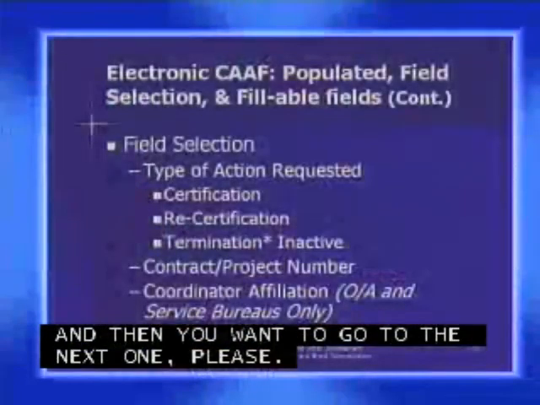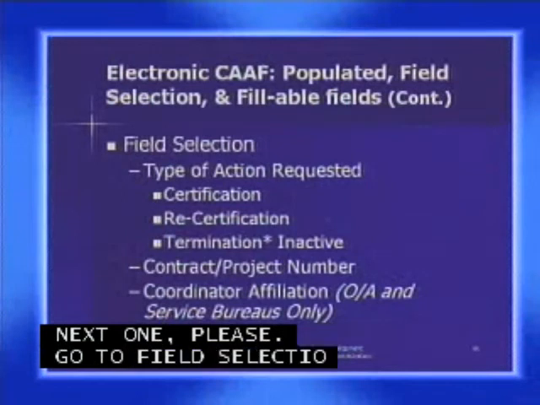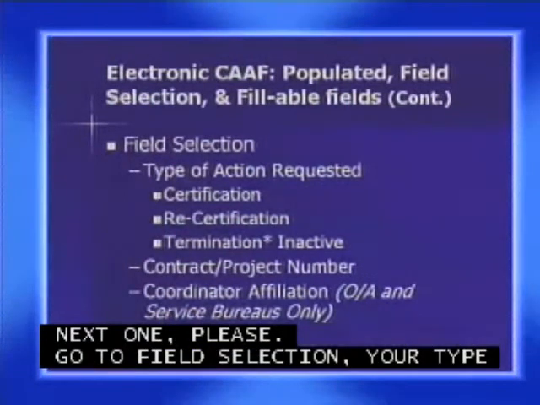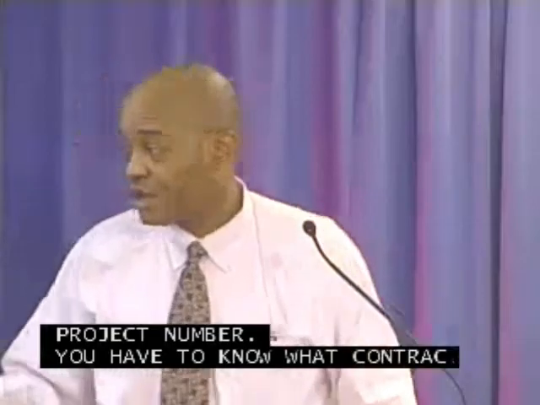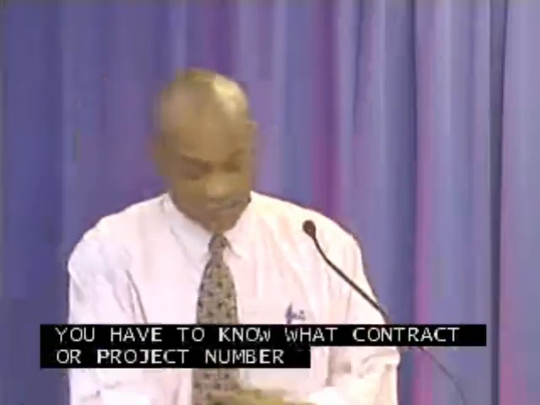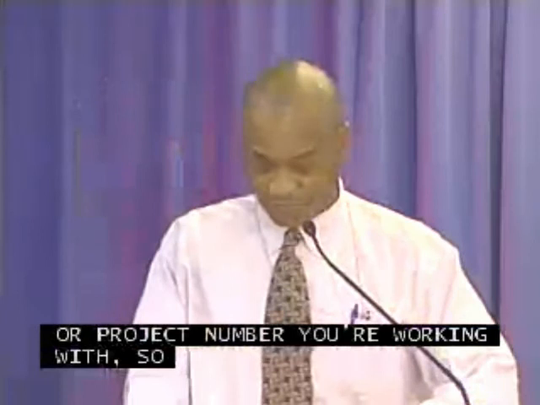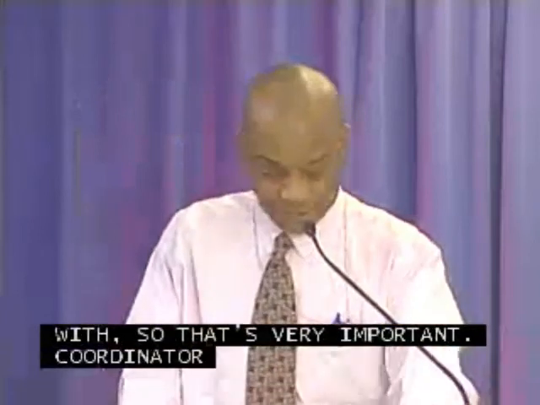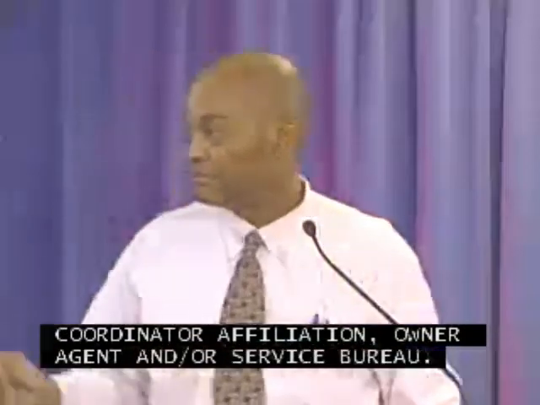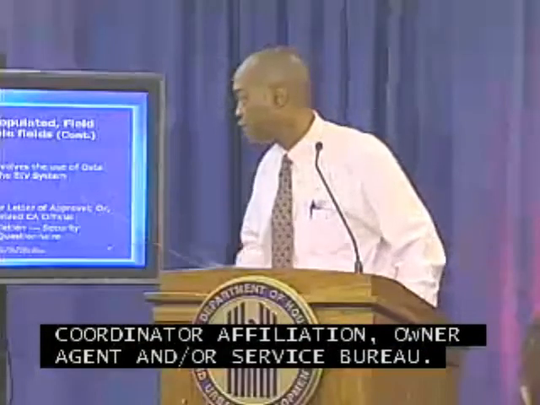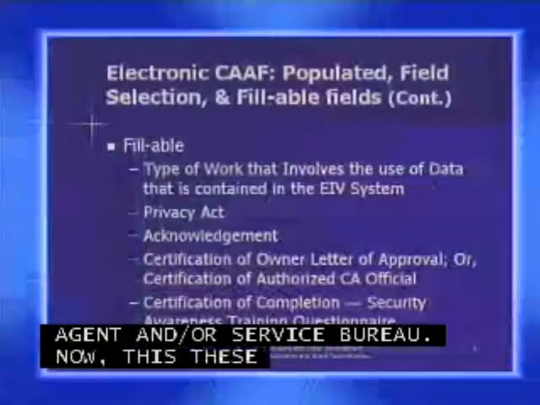And then you want to go to the next one, please. Then you want to go to the field selection, type of action request. Is it a certification? Is it a recertification? Is it a termination? Contract, project number. You've got to know what contract or project number you're working with, so that's very important. Coordinator affiliation: owner, agent, or service bureau.